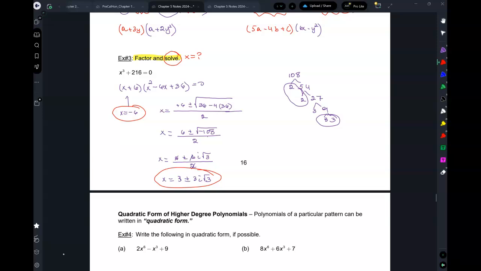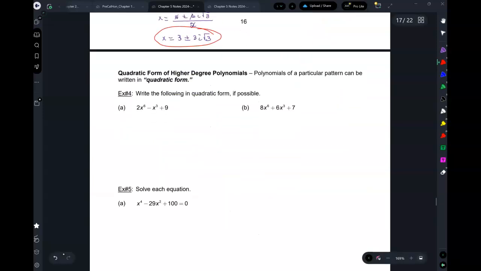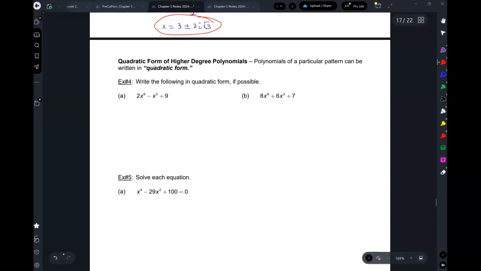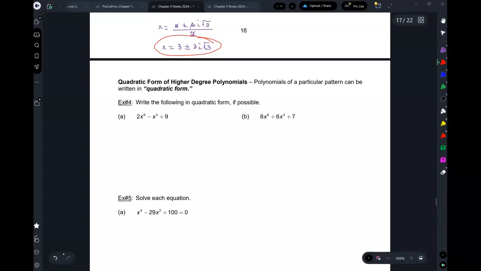Okay, now, what if you have higher order terms? What if you have higher degree polynomials? So we've done the quadratics, we've done the cubics. What if you have something to the power of 6 and so on? These can be written in quadratic form. Okay, let's think about this for a minute.